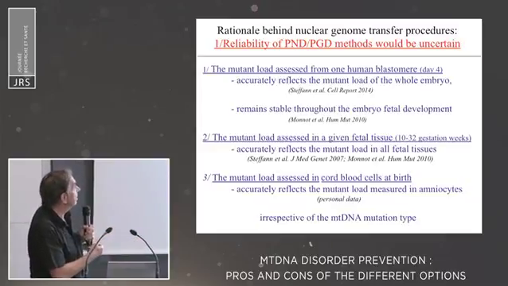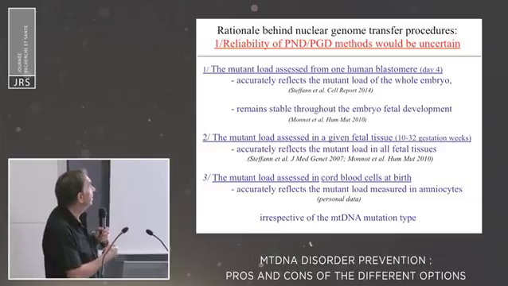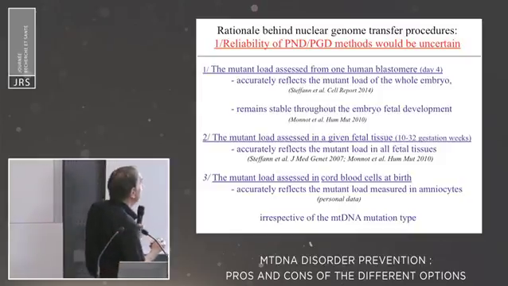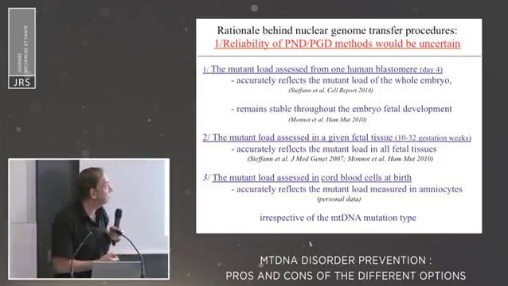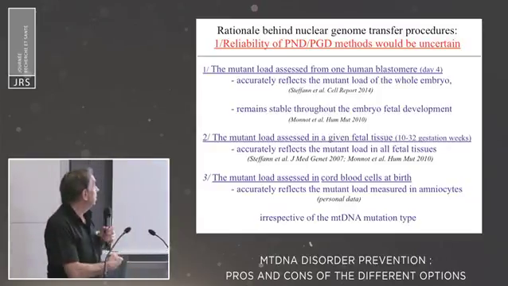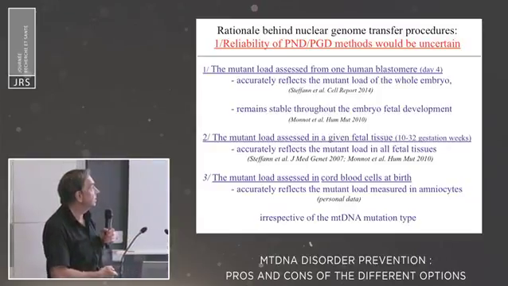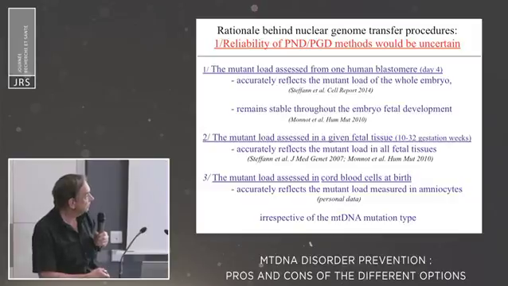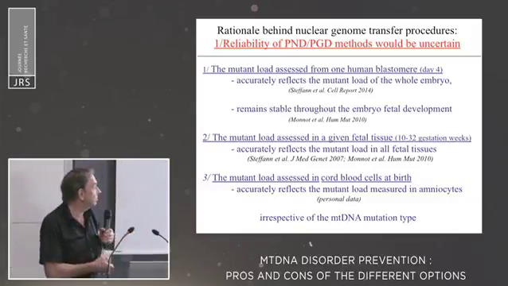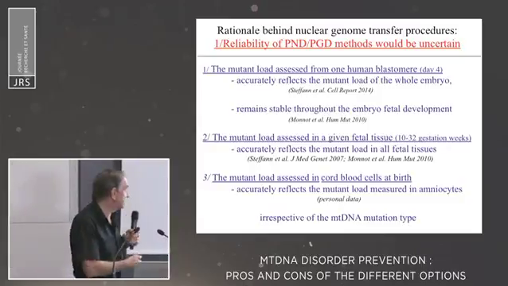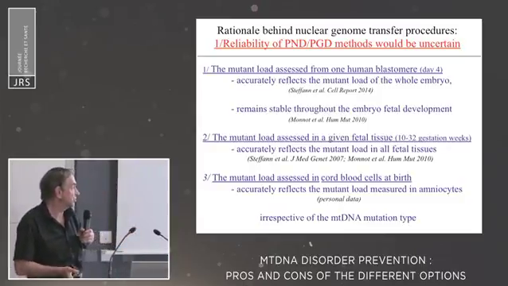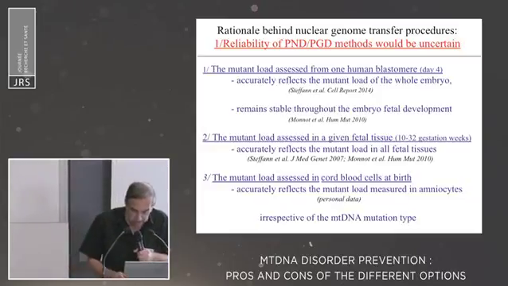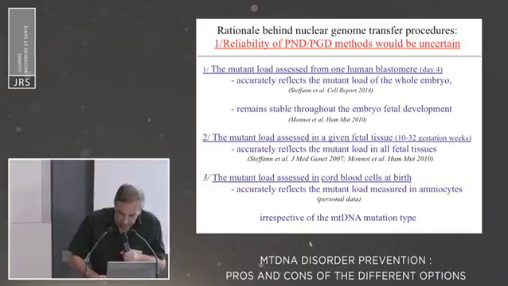We showed that the mutant load assessed from one human blastomere accurately reflects the mutant load of the whole embryo, and furthermore remains stable throughout embryo-fetal development. We showed that the mutant load assessed in a given fetal tissue accurately reflects the mutant load in all fetal tissues, and we also showed that the mutant load assessed in cord blood cells at birth reflects the mutant load measured previously in other fetal tissues, irrespective of the nature of the mutation.